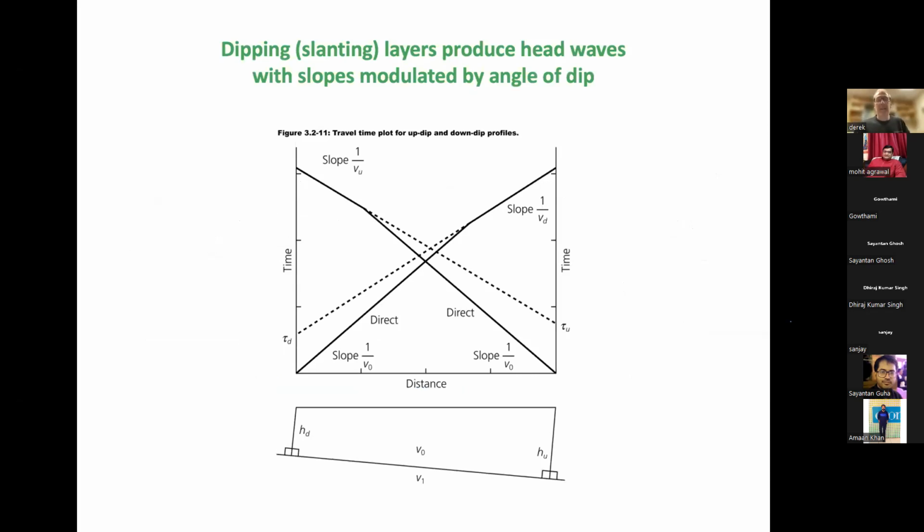If we have dipping, slanting layers, I have a source here and receivers going out to the right, and then I have a source here and receivers going out to the left. We will have different slopes, and those slopes will be a function of the up dip and down dip slope. And you can actually calculate the relative dip from this. We won't go into that here.